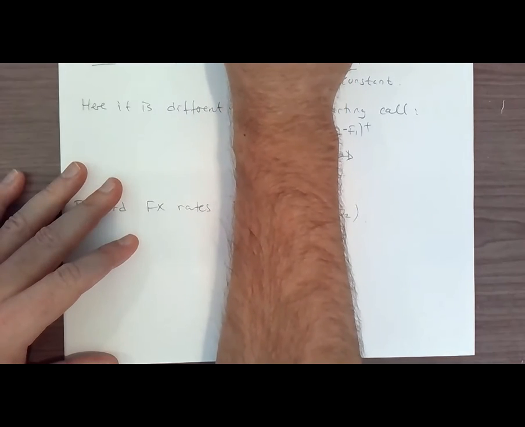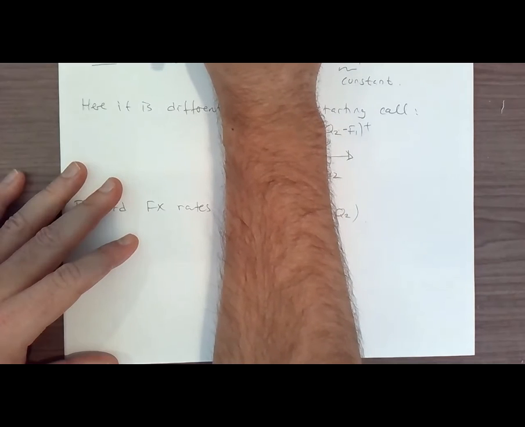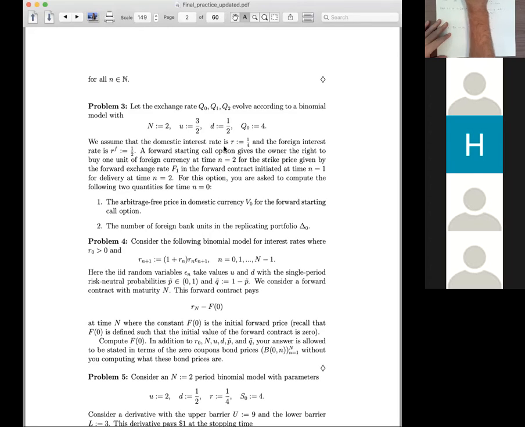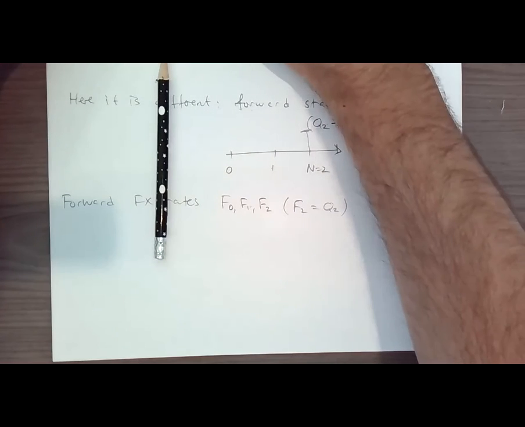So let's just see how it's formulated in the problem. When you have forward starting calls, then the strike is not constant. A forward starting call gives the owner the right to buy 1 unit of foreign currency at time n. That is the thing that's controlled by Q, and the strike is given by this forward rate F1. So you're asked to compute the price at time 0. Let's try to do that. Now we have deciphered what it means.